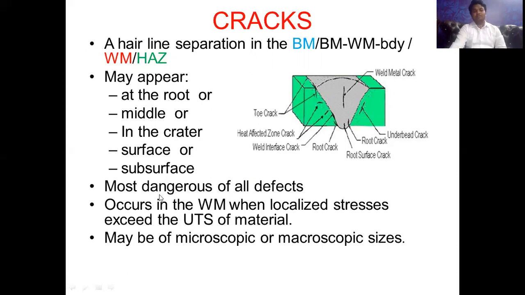This is the most dangerous of all defects and occurs in the weld metal when localized stresses exceed the ultimate tensile strength of the material, UTS, and may be microscopic or macroscopic. So we can observe these cracks either with the naked eye or under the optical microscope. The defects observed under the microscope we call microscopic, and the defects observed with the naked eye we call macroscopic observations.